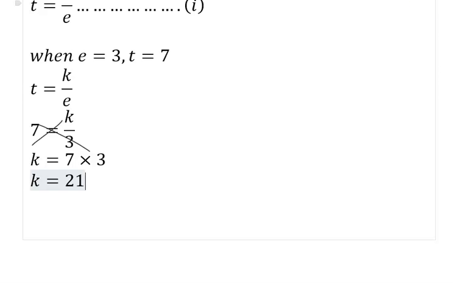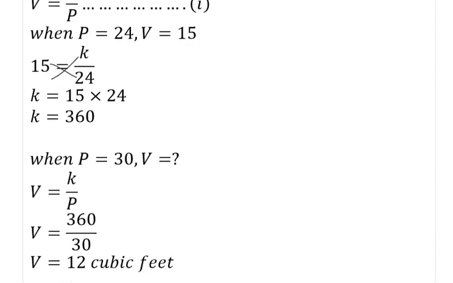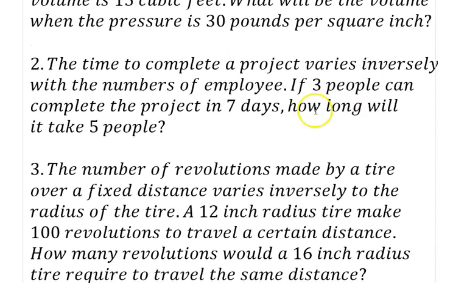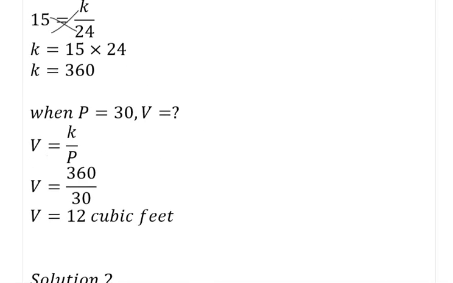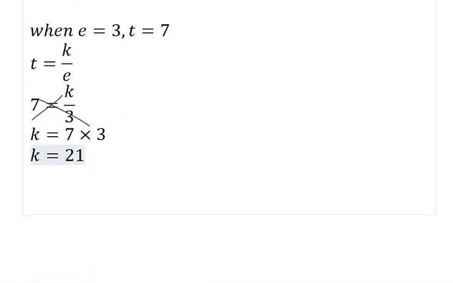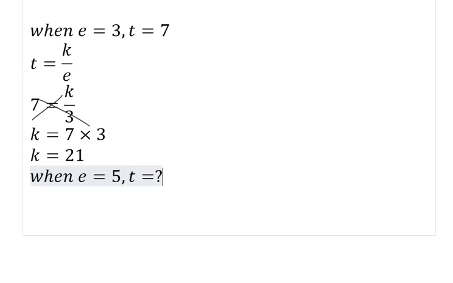So we know the value of our K now: 21. So what's the question asking from us? How long? That's the time. The question is asking from us T. How long will it take 5 people? E is 5 employees now. When E is 5, what's T? Don't know.